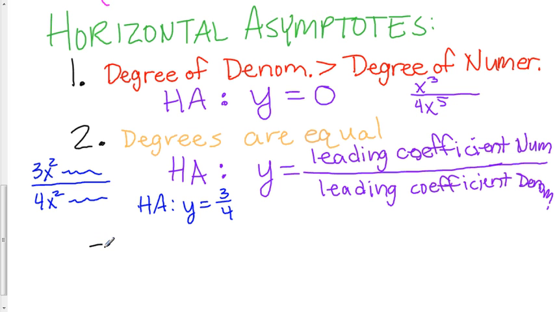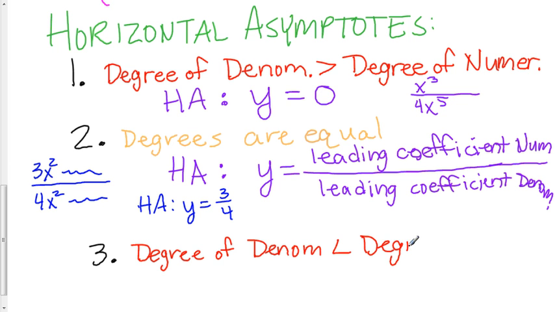The third and last thing that could happen with the degrees would be the degree of the denominator is less than the degree of the numerator.